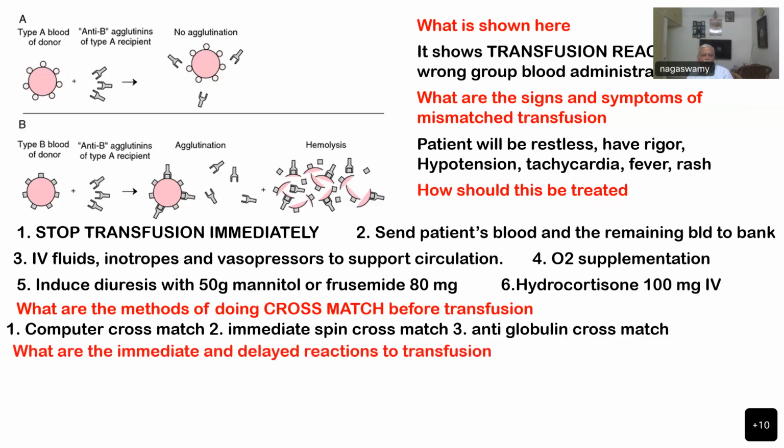What are the immediate and delayed reactions to transfusion? Even if it is not a wrong or a mismatched transfusion, still you can have some reaction to transfusion. What are the immediate and delayed reactions that can happen because of blood transfusion? So immediate reaction, chills and rigors. Very good.